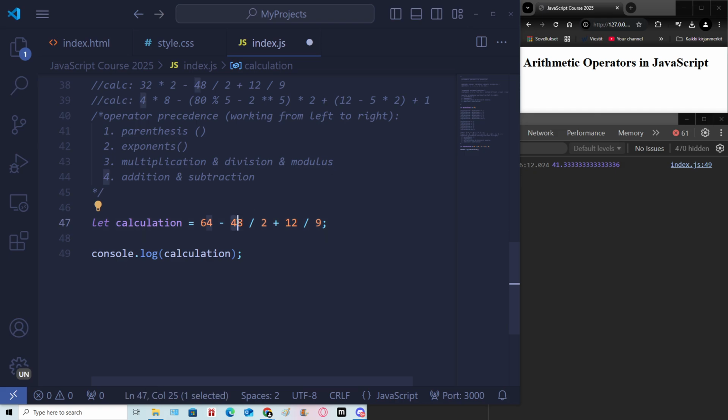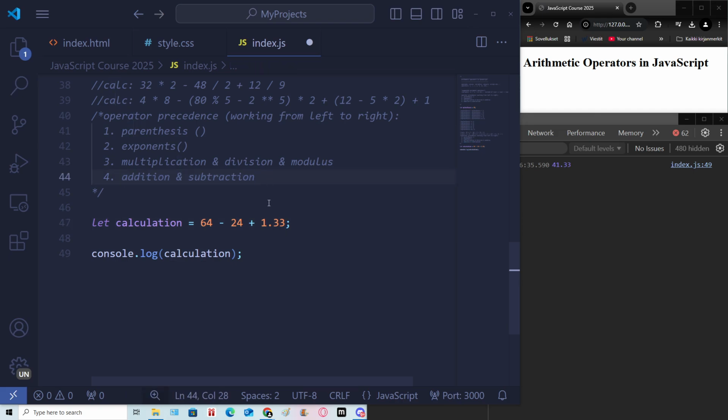Then we have a division. 48 divided by 2 is gonna be 24. We have yet another one. 12 divided by 9 is going to be 4/3, which is like 1.33. Okay, there we go. And then we have addition and subtraction.